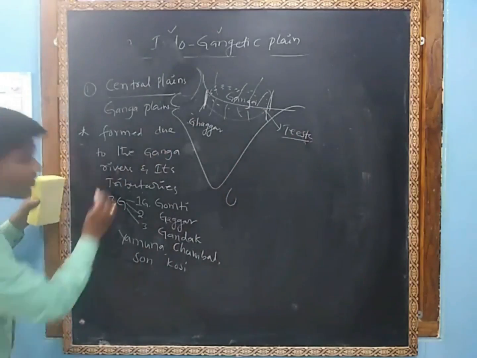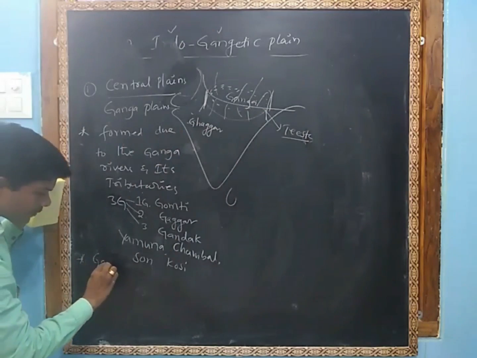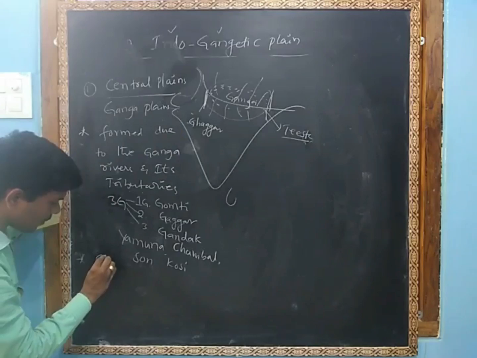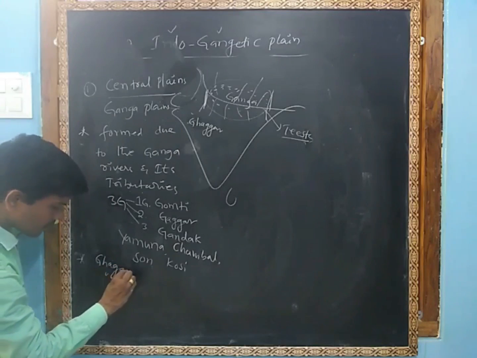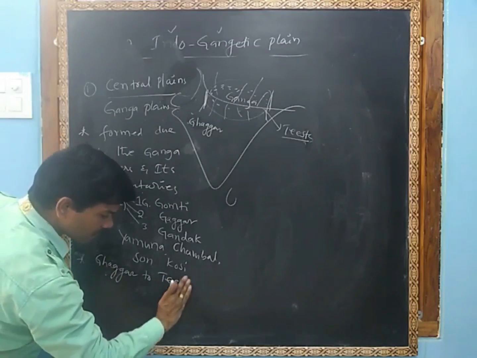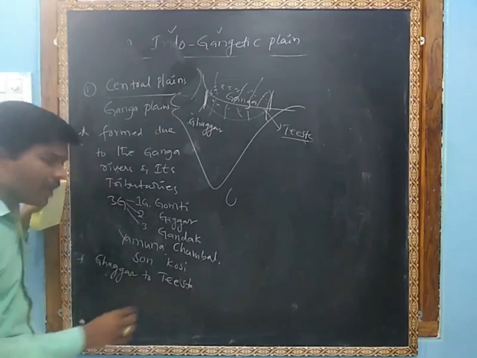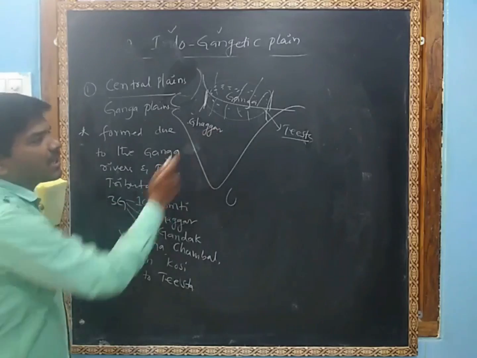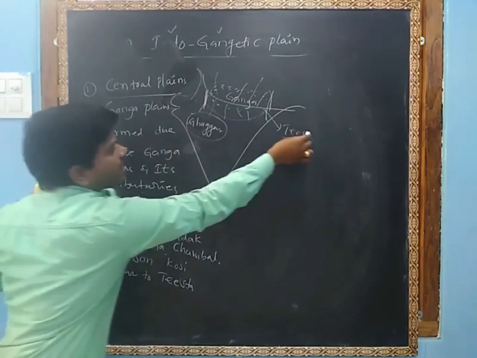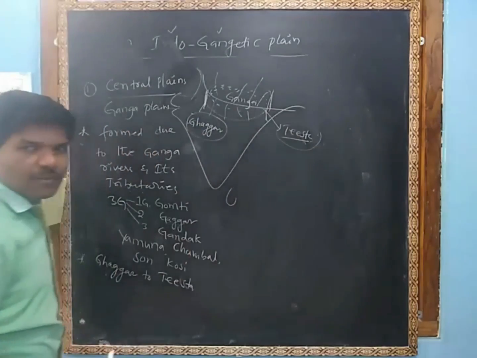Right, you write that it is stretched from Ghagar to Tista. So they may ask, the Ganga plains extend from where to where? The Ganga plains extend from Ghagar to Tista.